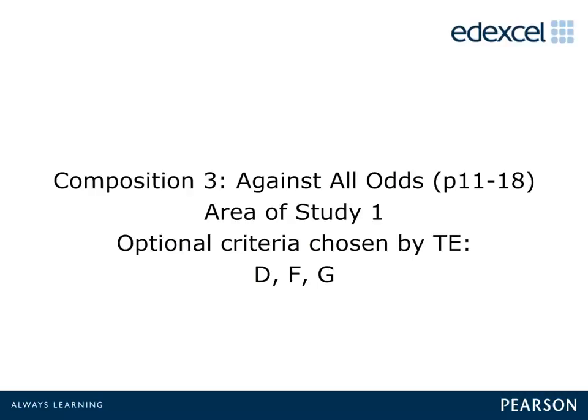The third composition is also linked to Area of Study 1. The teacher-examiner chose optional criteria D, F, and G. Use the mark scheme on page 48 to 52 of the specification to judge the work. Make notes on your thoughts so you can compare them with the marks we awarded on the next slide. Note that the baseline was given to the candidate. The teacher-examiner mentions this on the MUS 200 form.